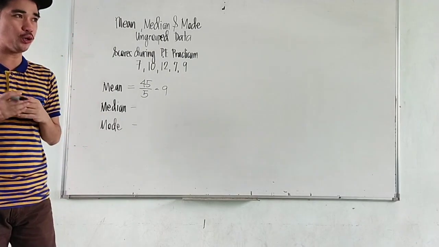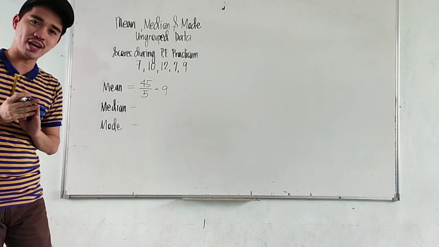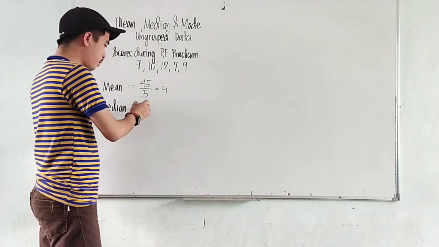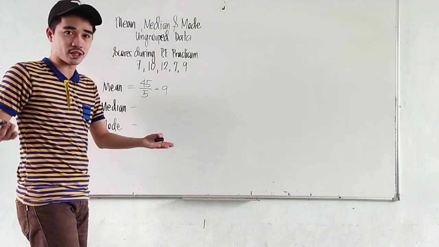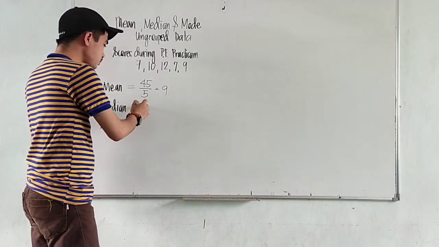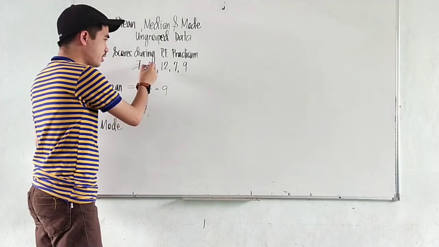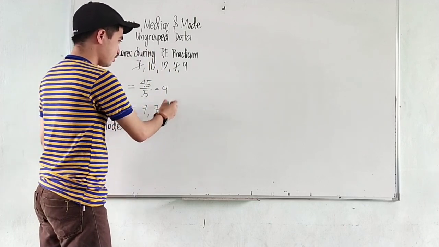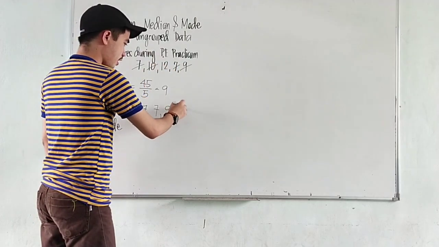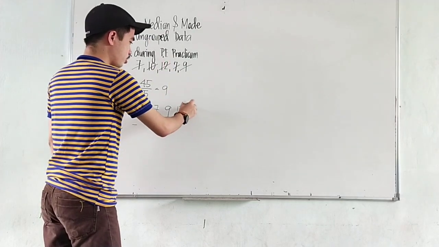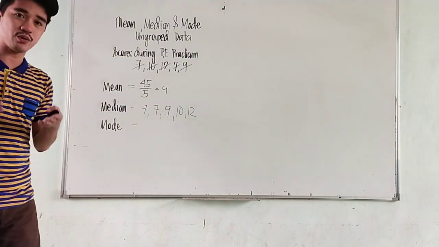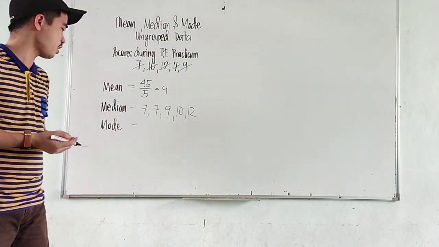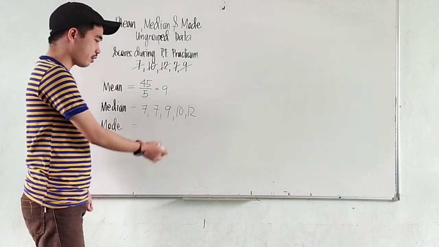Ako kasi mas gusto ko yung pataas. Diba? Parang sa buhay din yan. Minsan nasa baba ka hanggang sa mataas ka. Here, we just arrange the numbers from lowest to highest. Kahit saan po ang pwede nyo gawin, it's up to you. So we have here 7, another 7, then 9, 10, and 12. From the word itself, median, we have here the middle. So obviously, the middle number is 9.